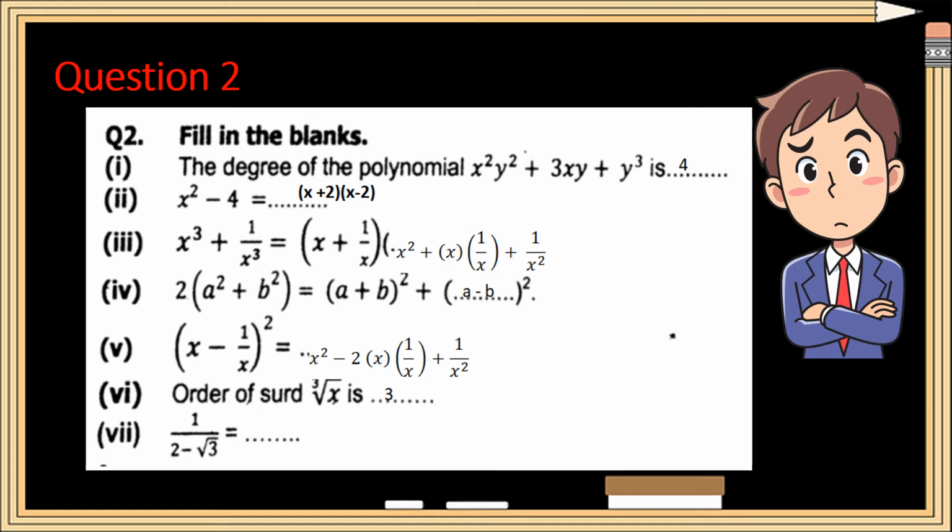Now in the sixth part, you have to find the order of the surd, that is square root of x, and it is the cube root of x. So now we have the index 3. So it is the order of the surd. In the seventh part, you have 1 over 2 minus square root of 3. So what you have to do is you have to rationalize it. You will multiply and divide it with 2 plus square root of 3. You will solve it yourself.